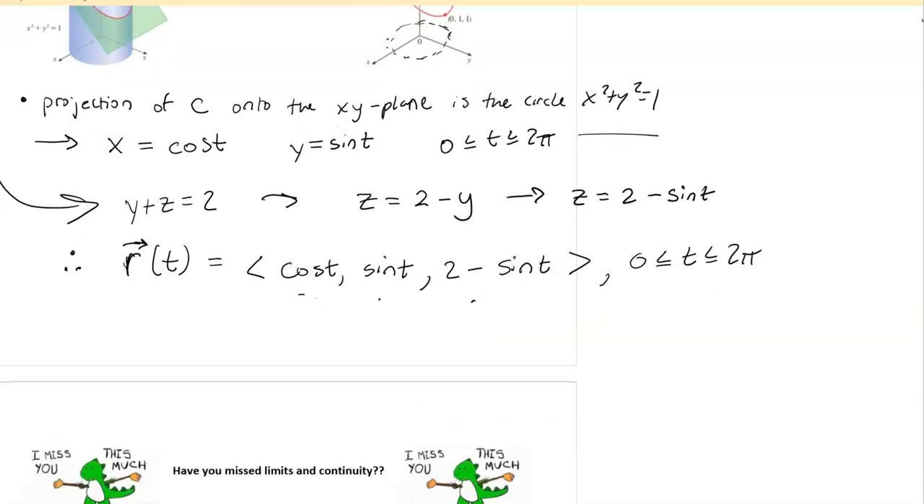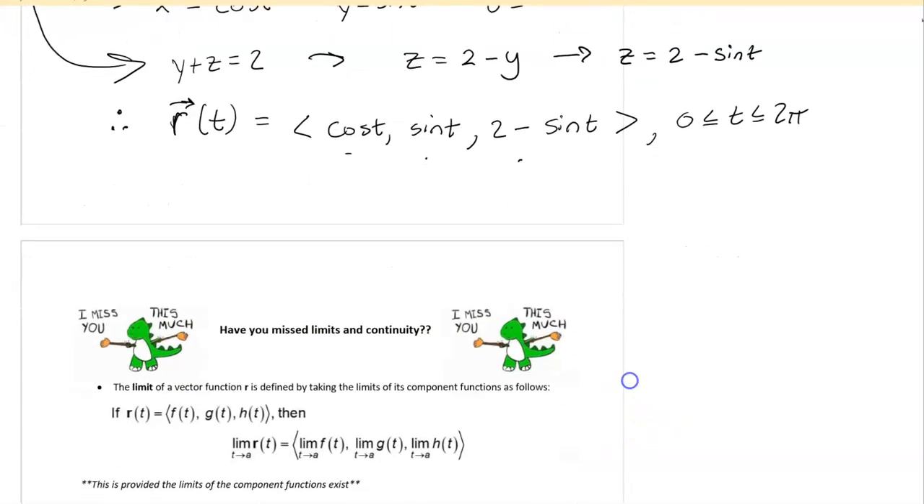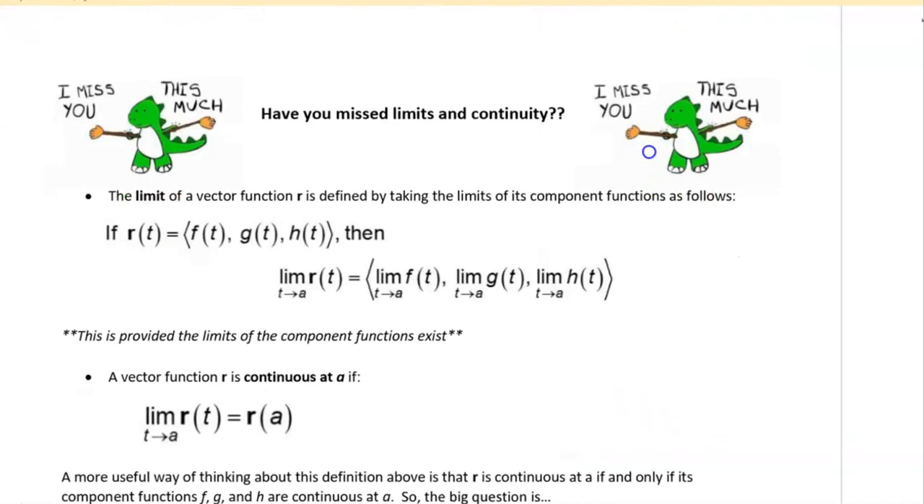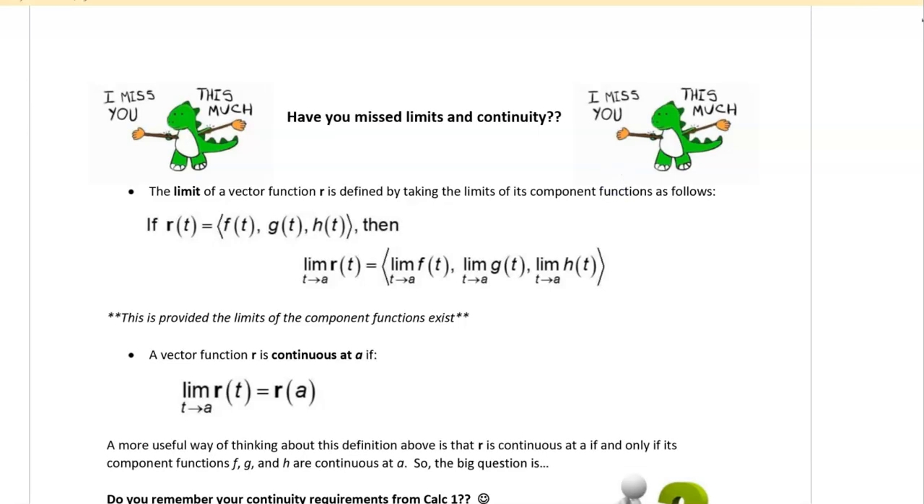Okay, so getting a little bit away now from our space curves, we're going to do some calculus on vector functions. Limits and continuity. How much have you missed this? I know the answer is so much. So over this video and the next one for tomorrow's stuff, I'm going to show you how to find the limits of vector functions and the derivatives of vector functions. And as you might imagine for these, it is pretty straightforward.